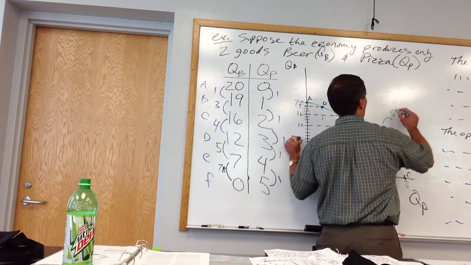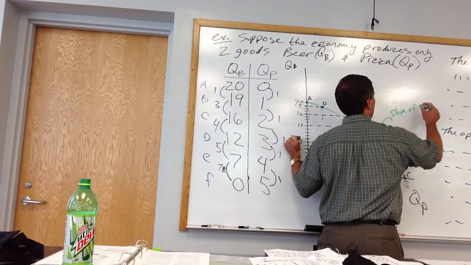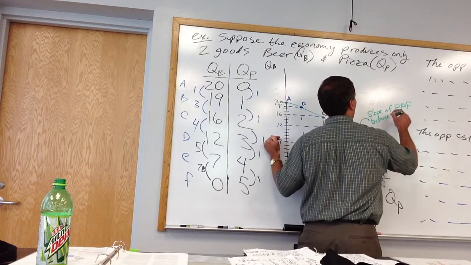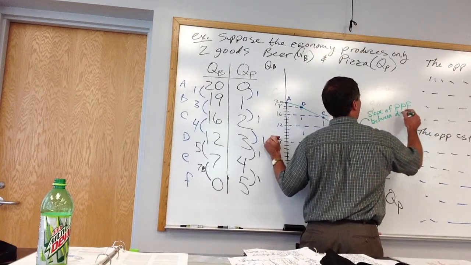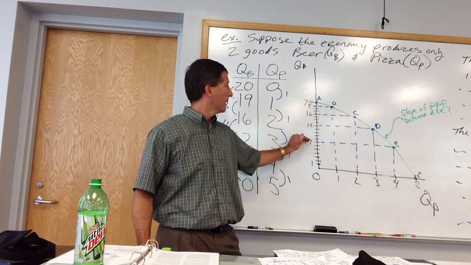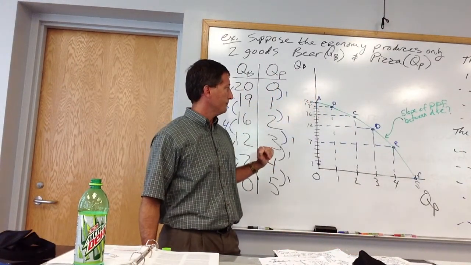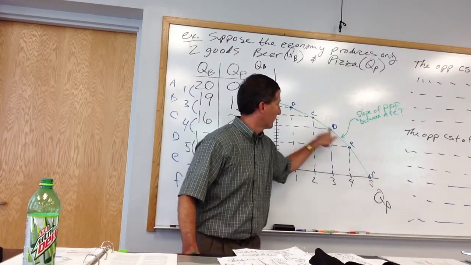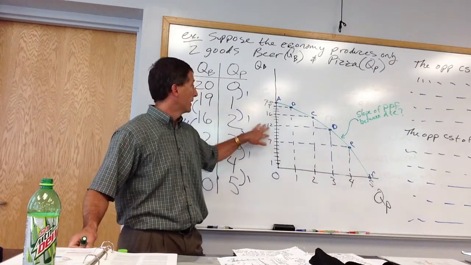What's the slope of the PPF between D and E? What is it? Between point D and E, what's the slope, if that's a line, by the way? Yeah. What is it? It's 5.